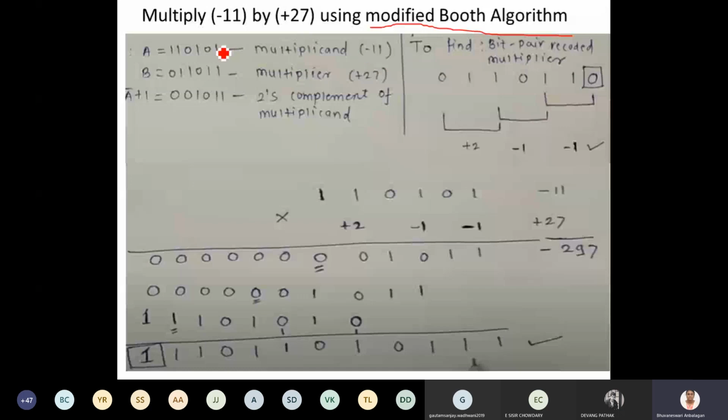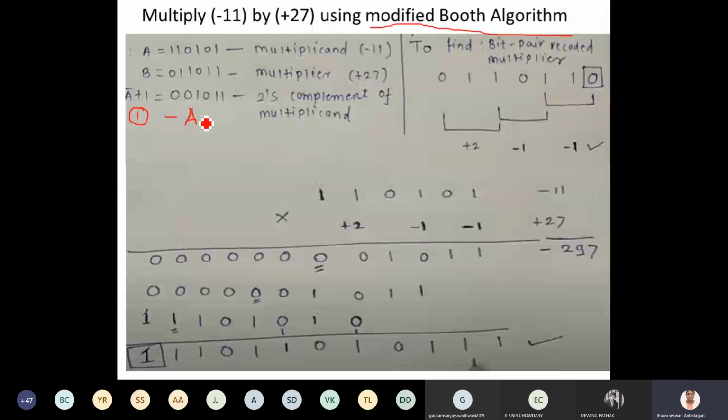Minus 11 means the 2's complement of my positive 11, that is plus 11. I will find out the binary equivalent, and for plus 27 I am finding its binary equivalent. Okay, I am trying to get a 2's complement of my actual A also, for further use. So the first step is to find the 2's complement of your multiplicand, that is going to be minus A. A is going to be some value, you have to find out minus A as well.